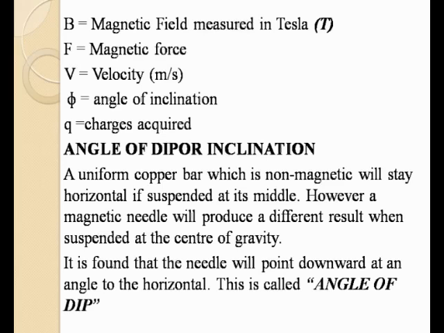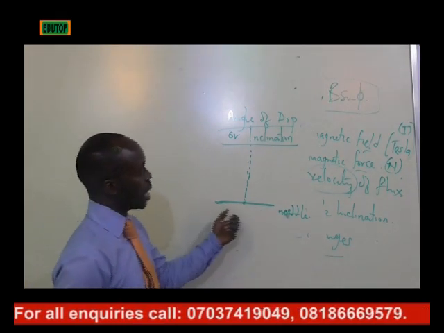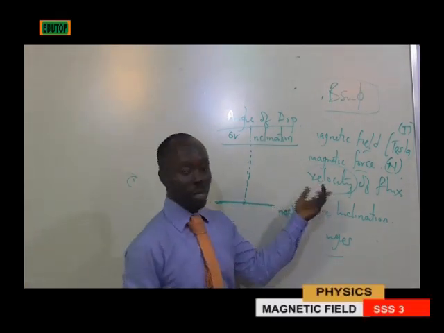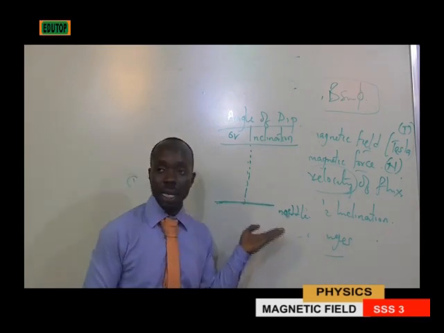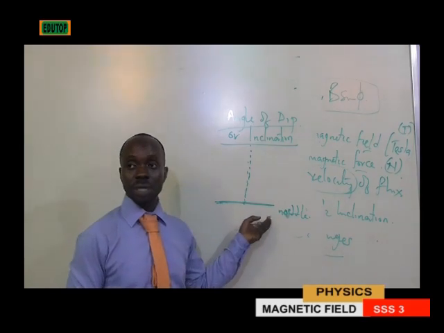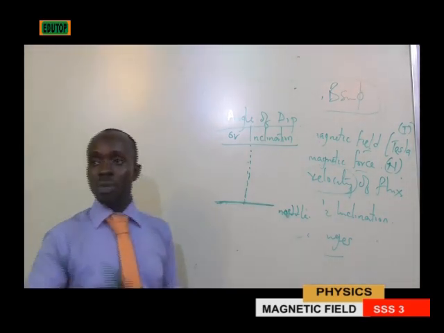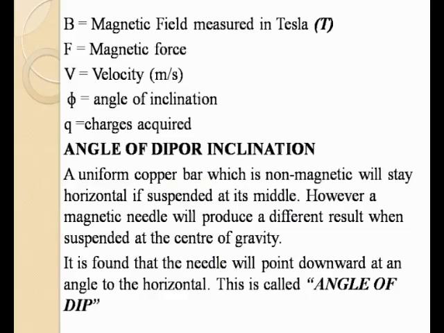But listen to the statement. However, a magnetic needle will produce a different result when suspended at the center of gravity. What are we saying? If you have a plain needle that's not subjected to a magnetic field, it will be straight horizontally. But when you have a needle suspended in the region of a magnetic field, it will tilt towards one side or the other.